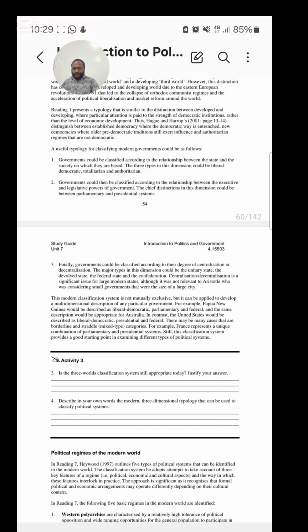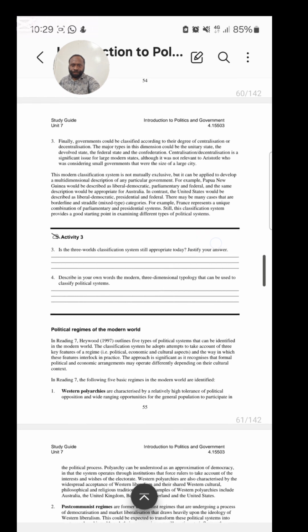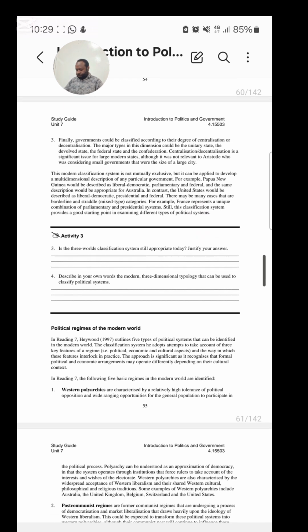Okay, let's look at number 3. Finally, governments could be classified according to their degree of centralization or decentralization. Major types in this dimension could be the unitary state or the devolved state, the federal state, or the confederation. Centralization and decentralization is a significant issue for large modern states, although it is not relevant to Aristotle, who was considering small governments that were the size of a large city.